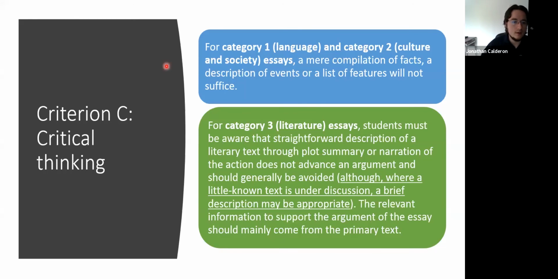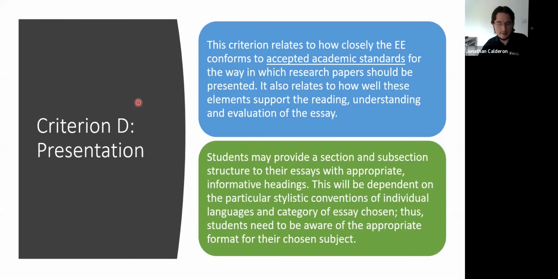Moving on. Criterion D, which is presentation. This is easy enough because it is related to the accepted academic standards for the way in which research papers should be presented, okay? So if your school prefers to follow APA style, well, it must be clear that it follows APA style. If it is MLA, it should be MLA. If it is your own style, go ahead, but it must be presented in a single style, okay? It also relates to how well these elements support the reading, understanding, and evaluation of the essay, okay?